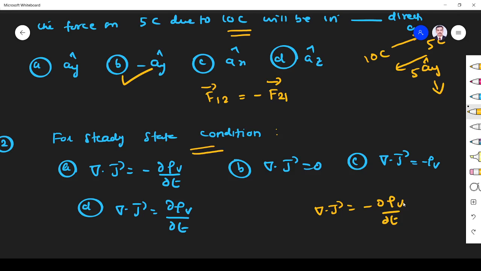Steady state means the rate of change of charge is constant, so it will become 0, right? So rho v is constant, so dou by dou t will become 0, so del dot J is equal to 0, right? Rho v is the charge density. Under steady state condition, rho v is constant, so del dot J is equal to 0.